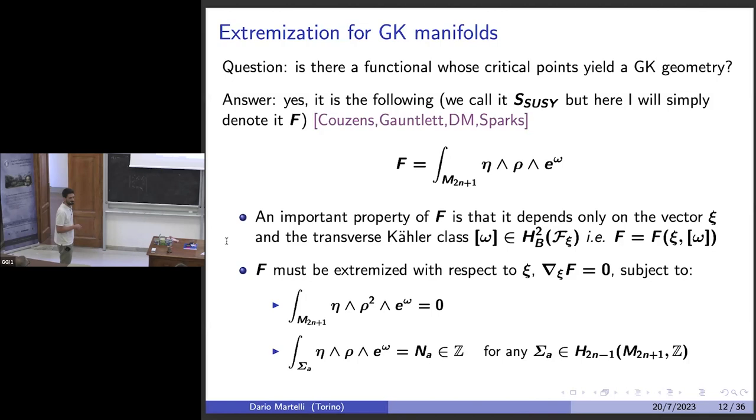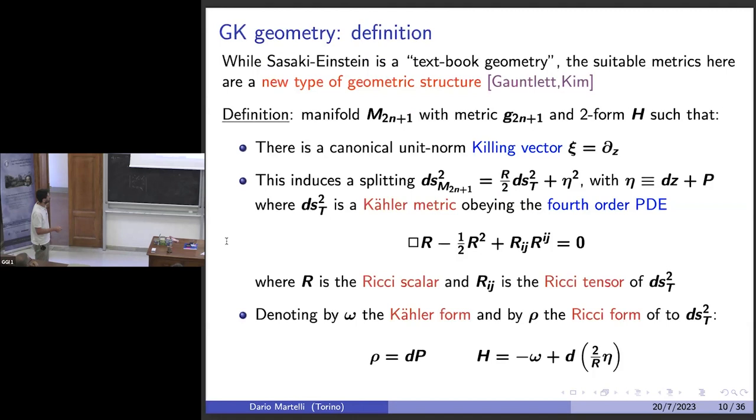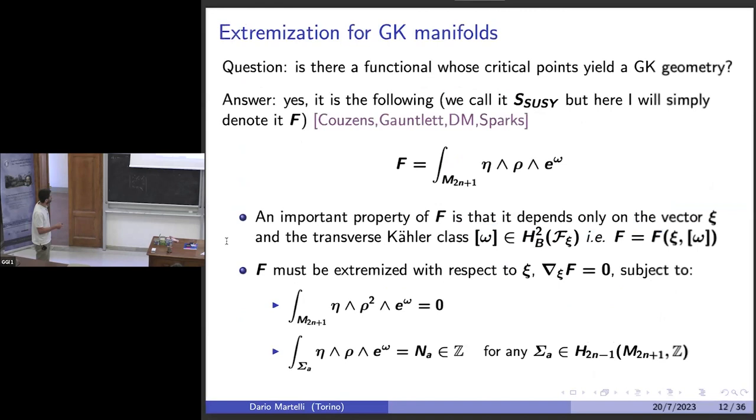You can. I'm not sure there is any particular advantage, but yes, indeed you can. Next transparency will be a bit more concrete, so I can also point out which kind of. Yes, omega is the Kähler form, and rho is the Ricci form. Yeah, in fact, in the Sasaki-Einstein case, all of these rho would be equal to omega, but here they're different.